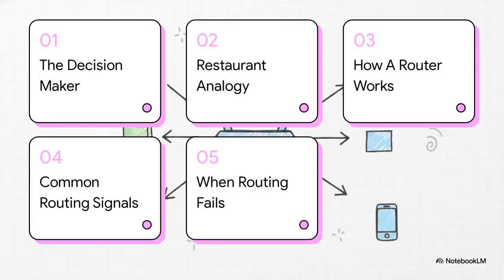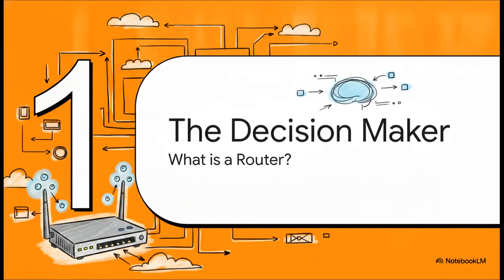To answer that, here's our quick roadmap. We'll look at the hidden decision maker, a restaurant analogy, how a router actually works, common routing signals, and finally, what happens when routing goes wrong. Let's kick things off with section 1, the hidden decision maker.